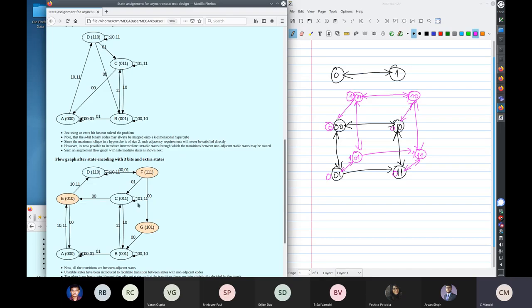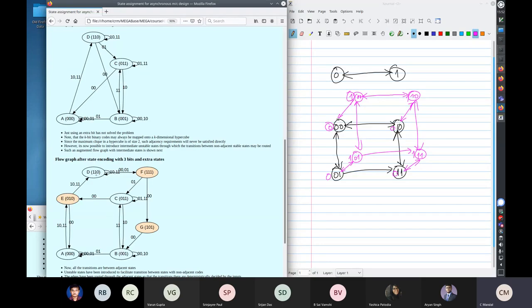So similarly you find that from D, if you want to go to C, here on 0 1 you want to go to C. So you have a transition to the intermediate state F here, and from F you define a transition to C on 0 1, and from D you also have a transition to B.